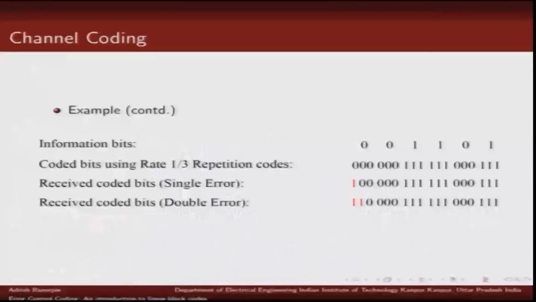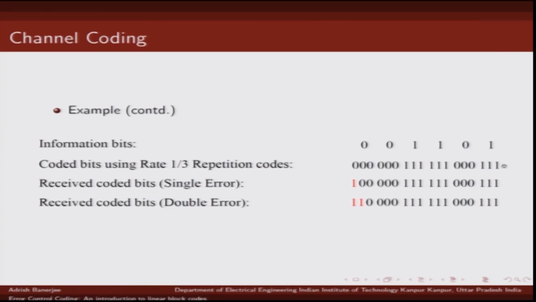So, again we consider the same example of transmitting 0 0 1 1 0 1. We are transmitting the same information sequence. This time we are encoding them using rate 1/3 repetition code. So, this 0 will be encoded as 0 0 0. Similarly, 1 will be encoded as 1 1 1. So, we will be transmitting this. This information sequence will be coded in this particular way.